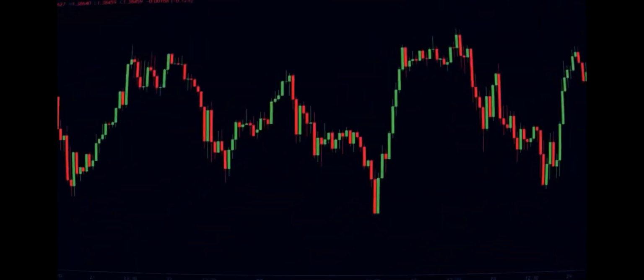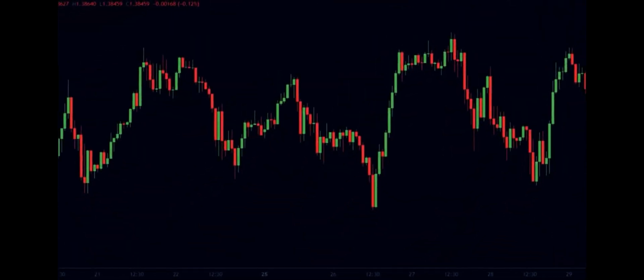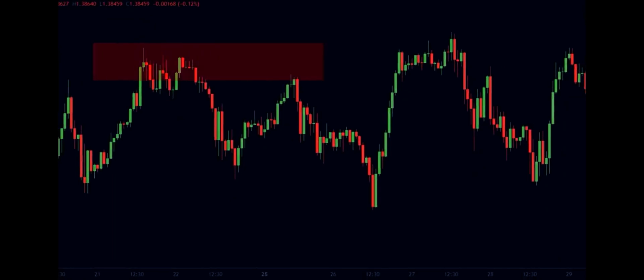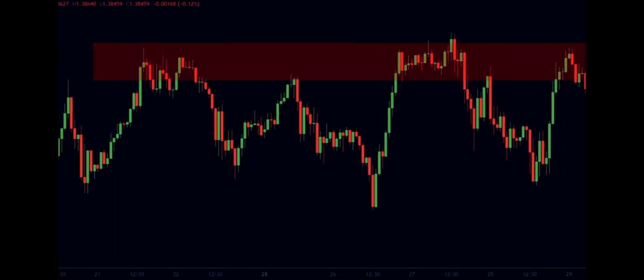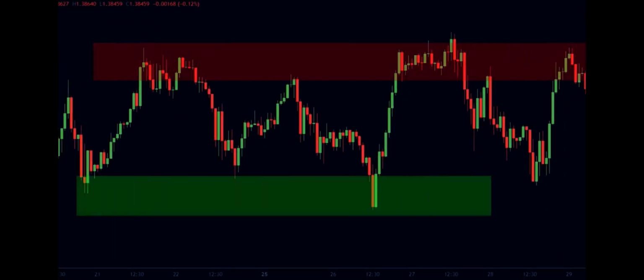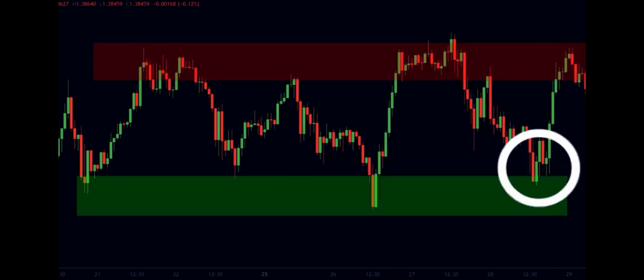Let's now look at a buy trade. Here on this chart, we see that the price faced resistance around this area. And it faced support around this area. So we mark these levels as support and resistance respectively. Now, when the price comes back to test the support level, we expect the price to reverse.